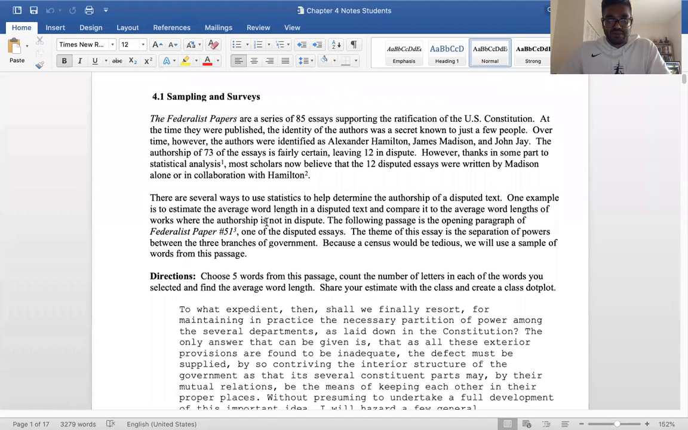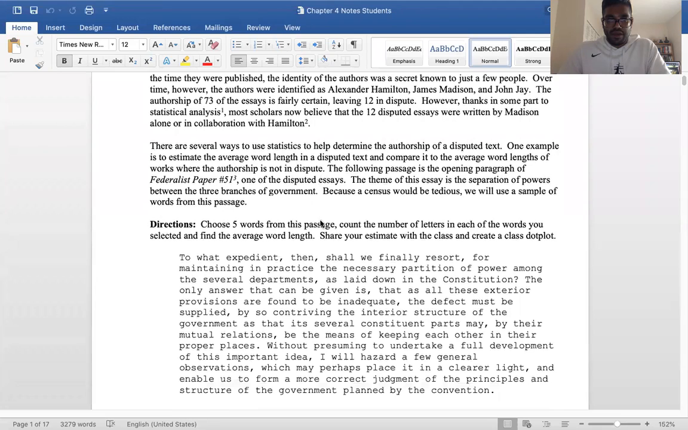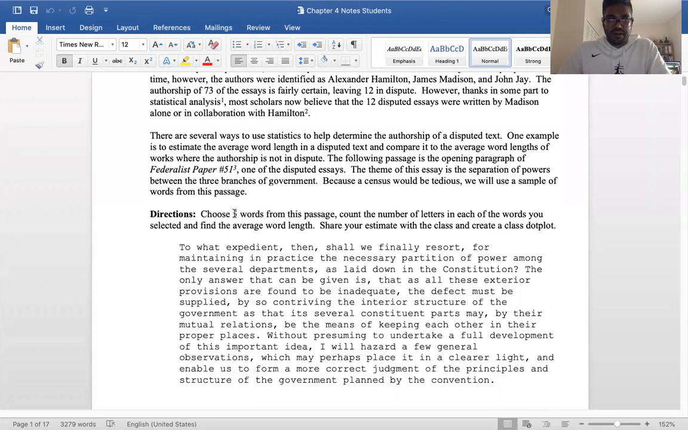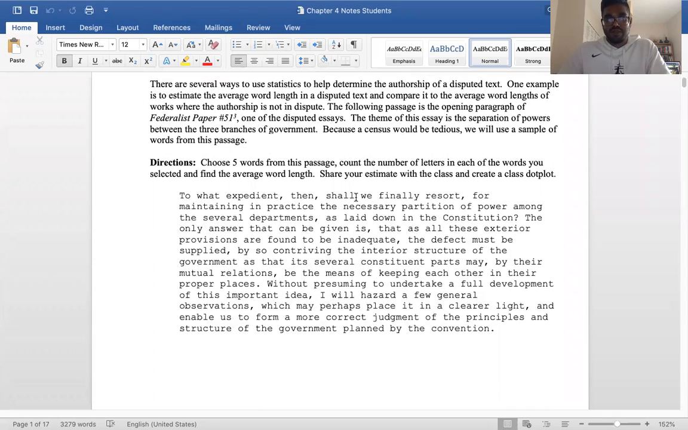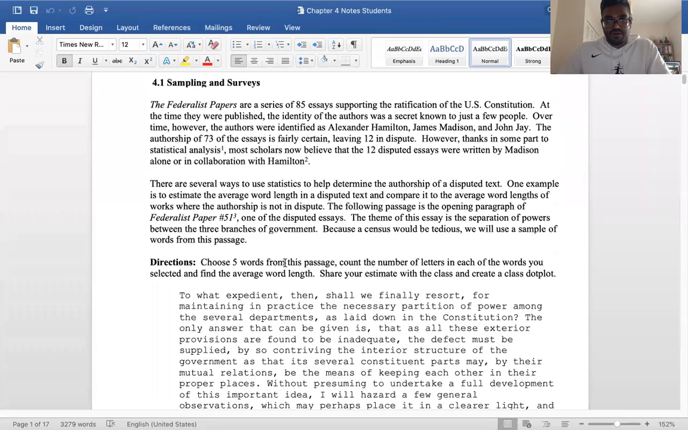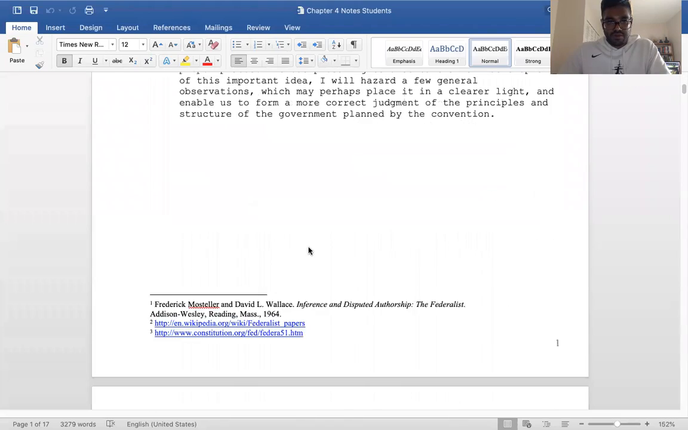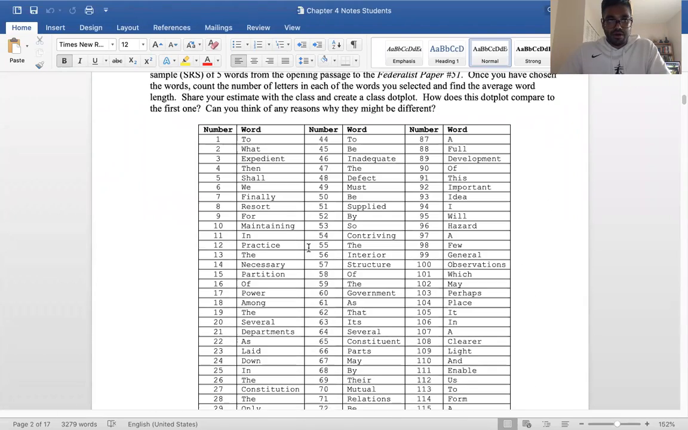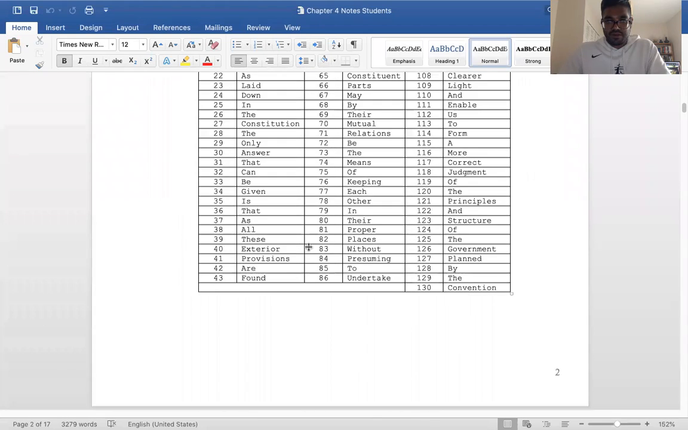Just read through this, and we're going to do this thing in class where we're going to pick 5 words, and then we're going to see how long they are and find the average length, and then go from there. So, read through this. If you could do this 5 words, that'd be great. Just look at that. Again, more activities, so we'll talk about those.